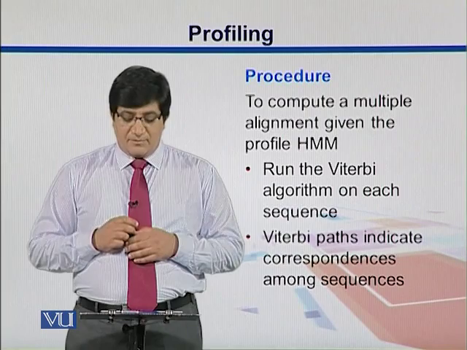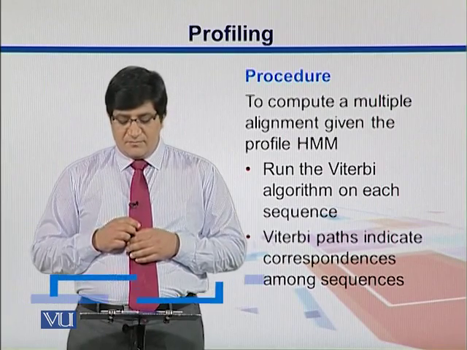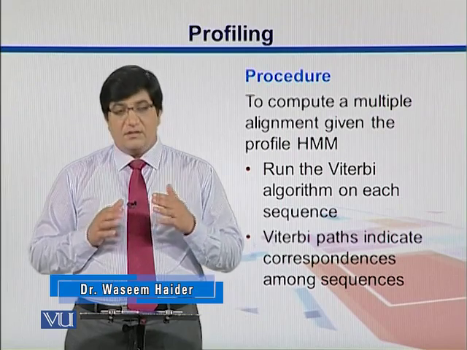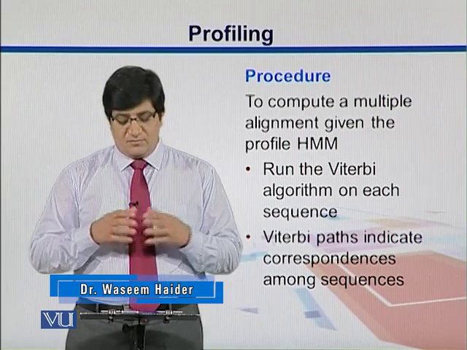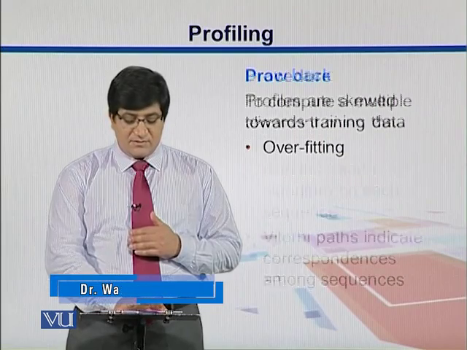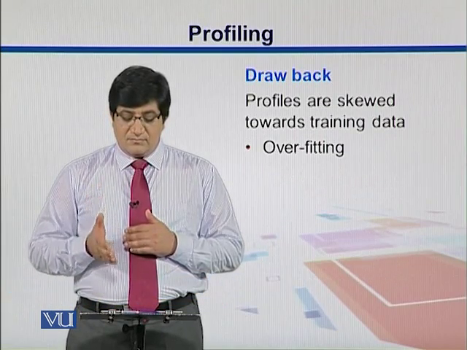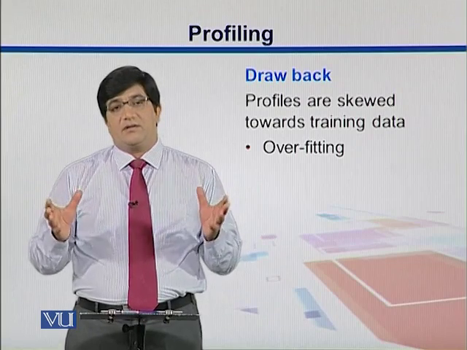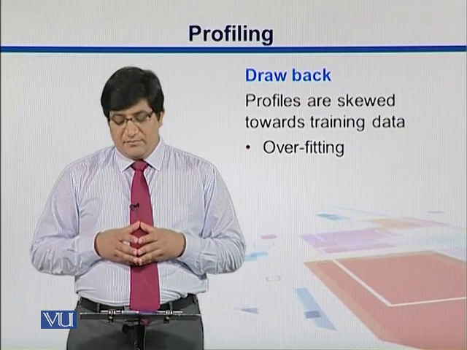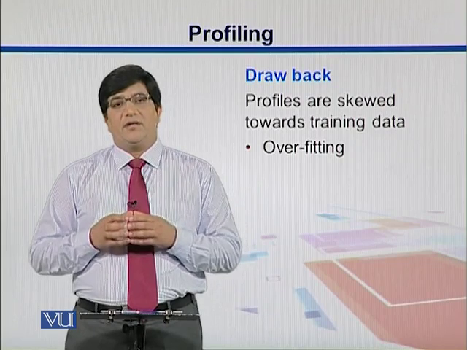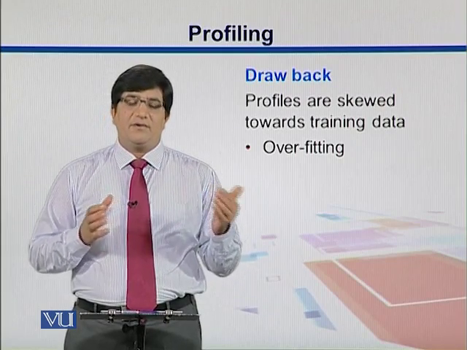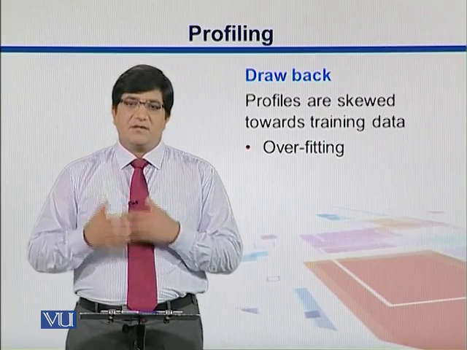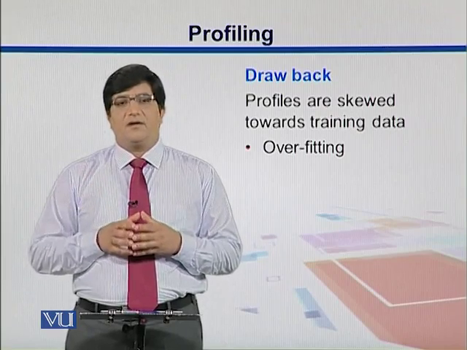So we compute multiple alignment given the profile HMM. We run algorithms like Viterbi, and then we can come up with the most successful path for our sequences. The issue with this profiling method is that our results are skewed, and mainly they are fitting to our training data. So that is a limitation, the main drawback of overfitting.